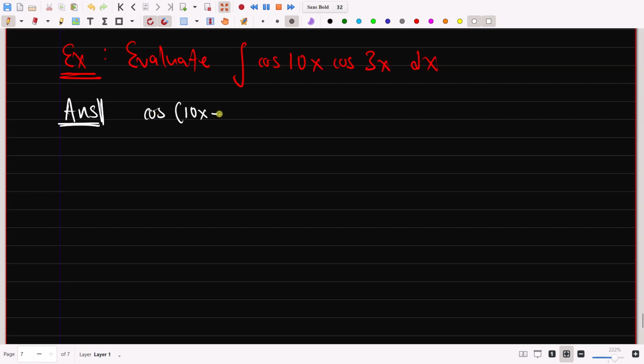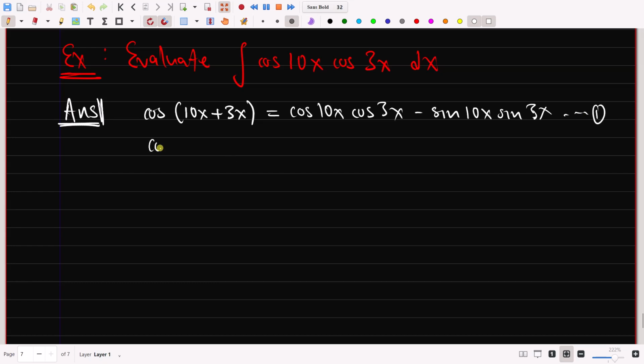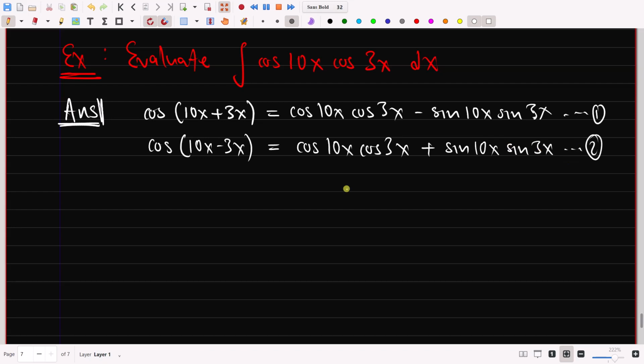Then I take 1 and I add 2. And what does that give me? When I add these two, the left side is going to be cos of 13x plus cos of 7x, and the right side gives us 2 cos 10x cos 3x. So now this is what we need, because it resembles perfectly what we have in our integral. Now if I divide by 2, I get cos 10x cos 3x.